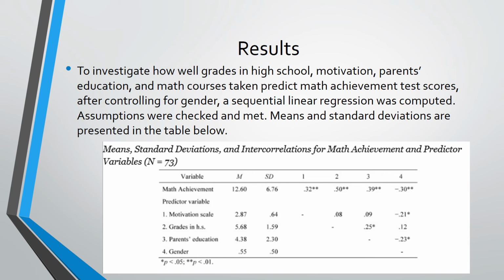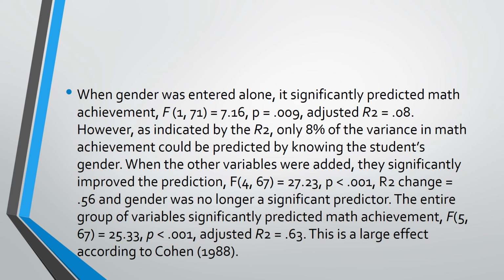Based on what we reported earlier about the results of our research question, we can make the following statements in our results. To investigate how well grades in high school, motivation, parents' education, and math courses taken predict math achievement test scores, after controlling for gender, a hierarchical linear regression was computed. Assumptions were checked and met. Means and standard deviations are presented in the table below. I won't read all the information on the slides since we went over how we arrived at these results previously, but this is how we would write our outputs.